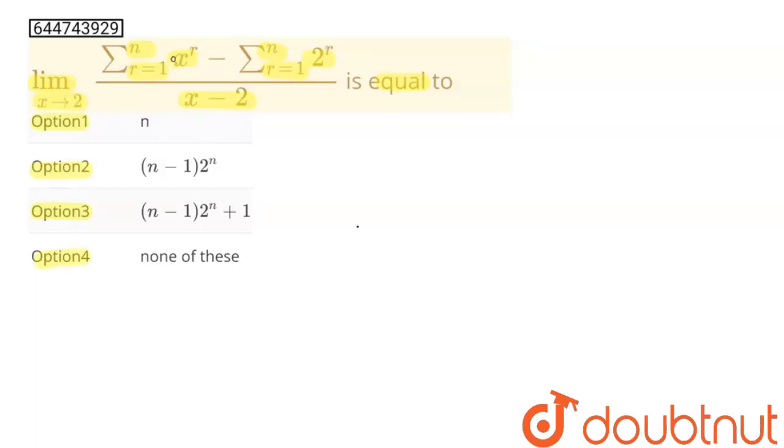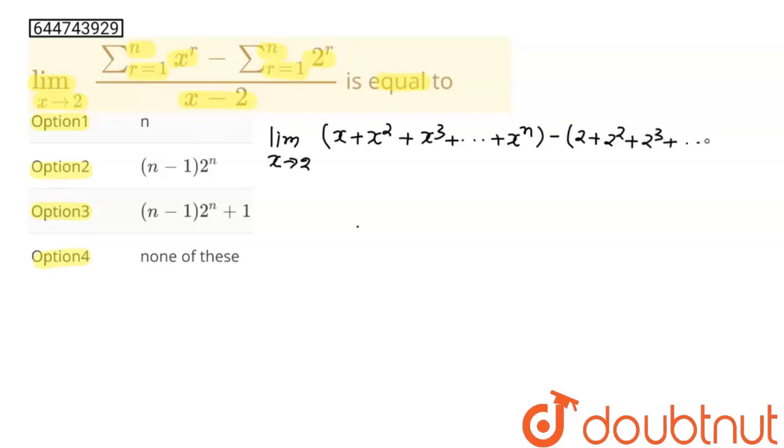See, I am going to expand this summation, so this will become limit x tends to 2, x plus x square plus x cube plus till x to the power n, minus 2 plus 2 square plus 2 cube plus till 2 to the power n, upon x minus 2.